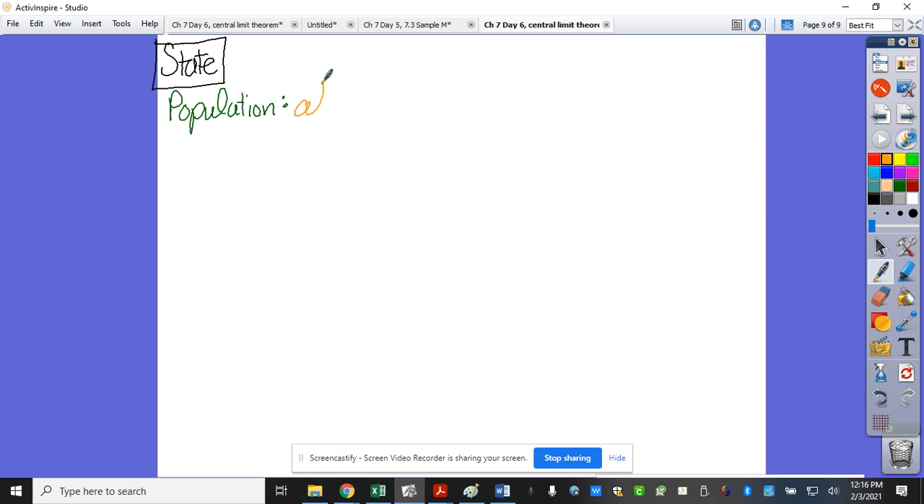I usually start population with all. All what? All newborn babies in the U.S. And I just go with exact wording. So all newborn, I would say children, just because it's the way it's written on there. All newborn children in the U.S.